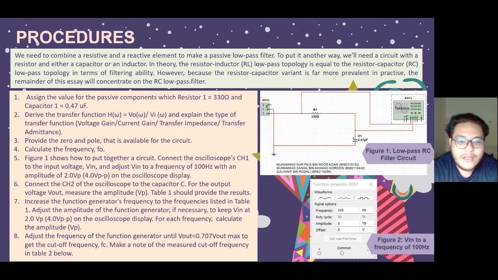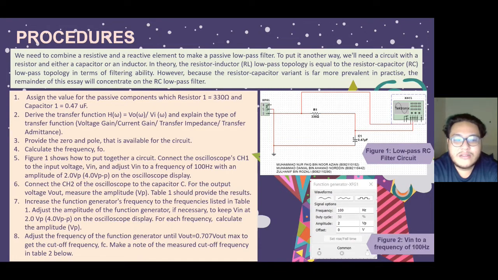And the fifth, figure 1 shows how to put together a circuit. Connect the oscilloscope channel 1 to the input voltage V in and adjust V in to a frequency of 100 Hz with an amplitude of 2 Vp, equal to 4 Vpp, on the oscilloscope display.